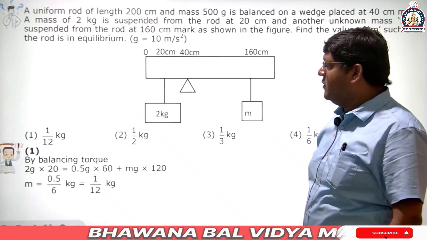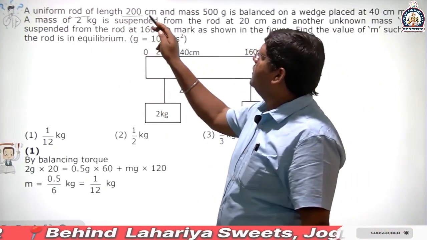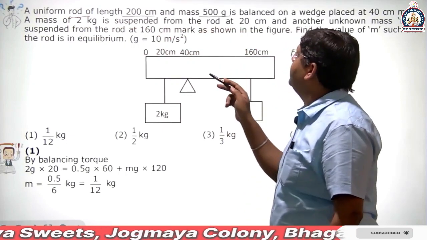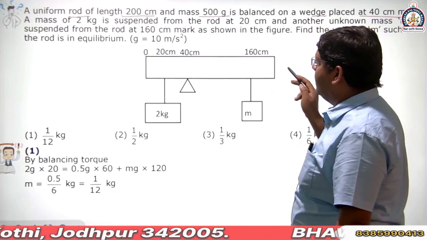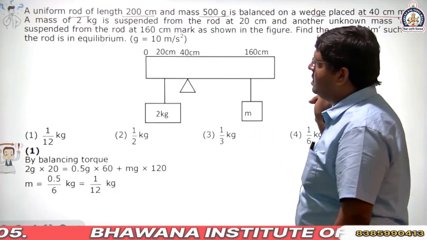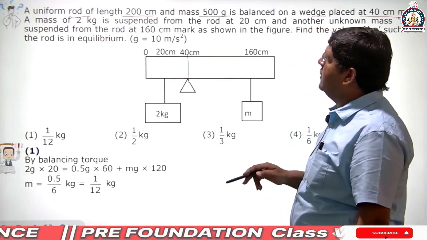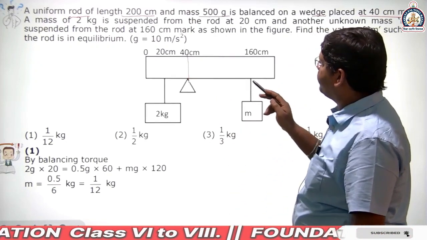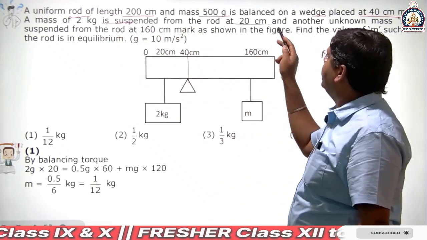Okay. Now moving to the next part. The question says a uniform rod of length 200 cm and mass 500 gram is balanced on a wedge placed at 40 cm mark. Okay, we are provided a balancing system. In this is the wedge, which is placed at 40 cm. And the question says a mass of 2 kg is suspended from the rod at 20 cm.